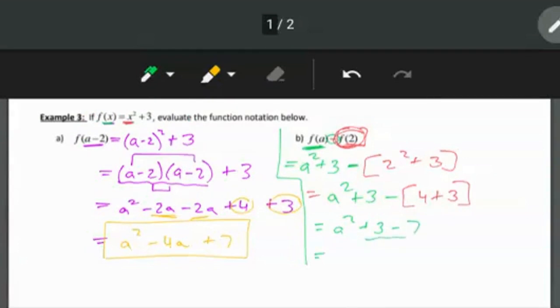And then, of course, these are like terms. We can add them together. 3 minus 7 is a negative 4. So you get a squared minus 4 as your final answer.